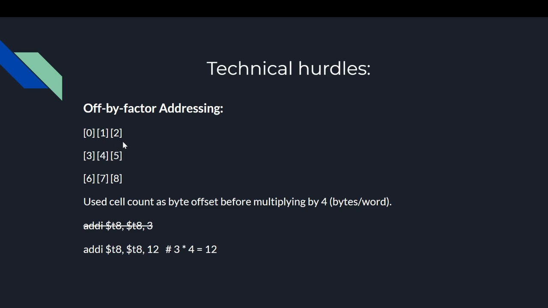This didn't work as expected. I realized that each cell represented a word in the array, and so the difference in the indices needed to be multiplied by 4. Taking the same example, 5 minus 2, which equals 3, multiplied by 4 bytes per word equals 12, which is the correct offset that needs to be used to access cell 5. After fixing this, everything else worked fine and the game was complete.